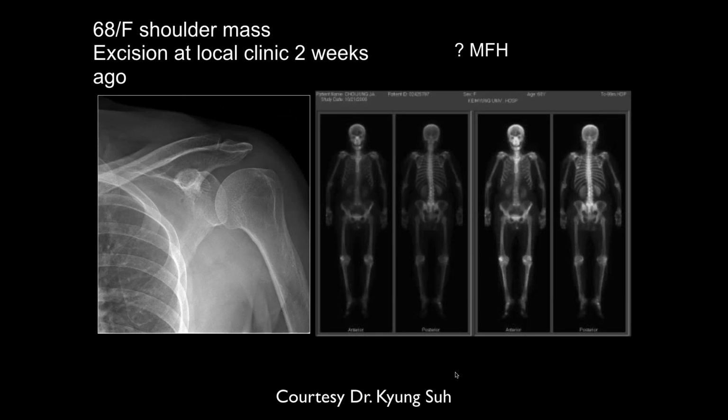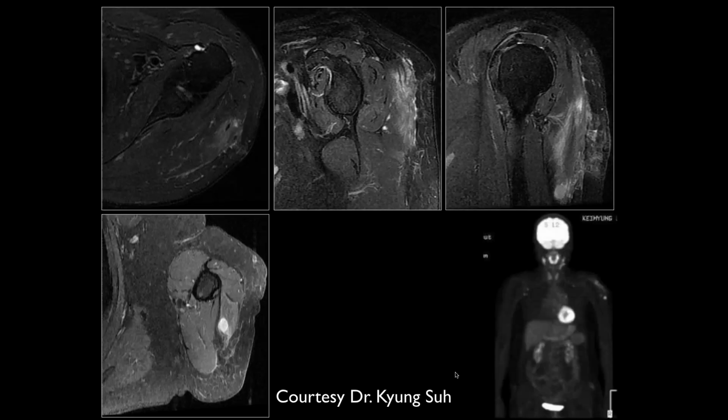Okay, Dan. Another extraskeletal. 68-year-old female with shoulder mass excision at local clinic 2 weeks ago. Get your masses excised in Korea. So there's a question of MFH. On the frontal radiograph of the shoulder, I don't see any osseous lesion, but there is maybe a little soft tissue thickening superficial to the distal clavicle. I don't know if that's where the surgery was.